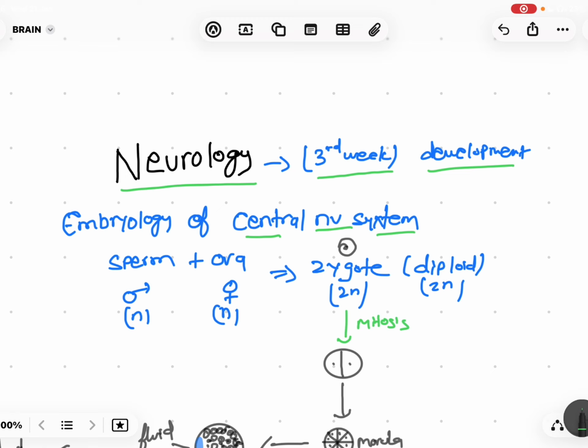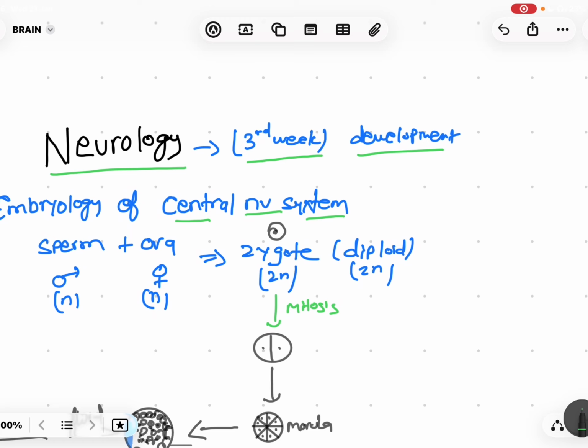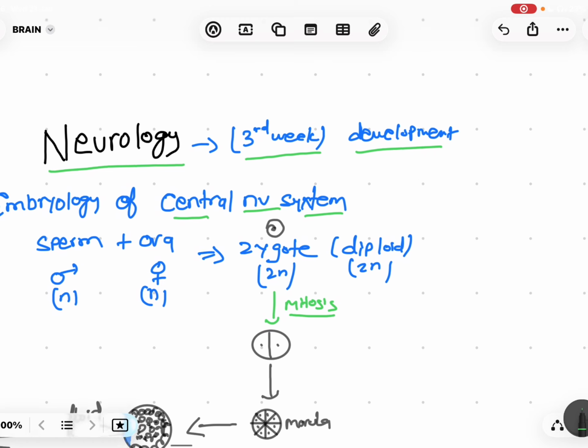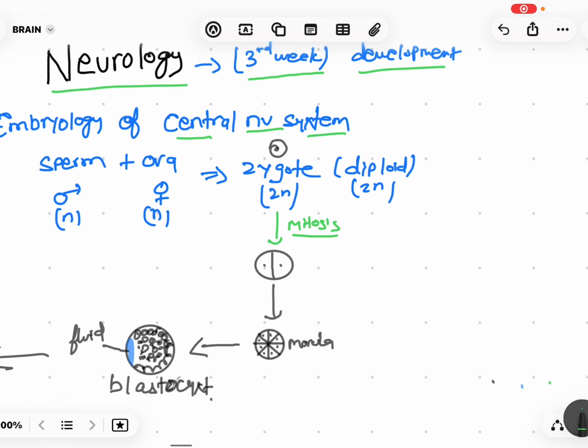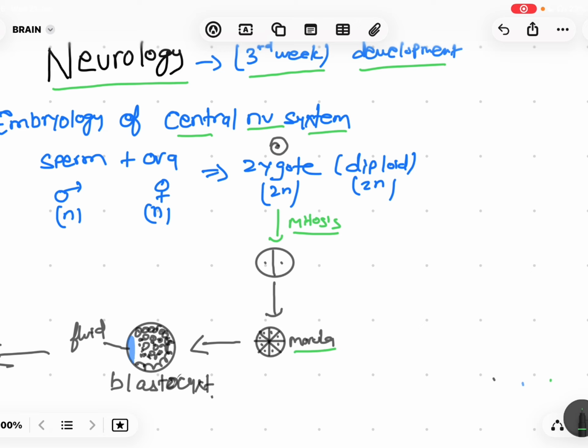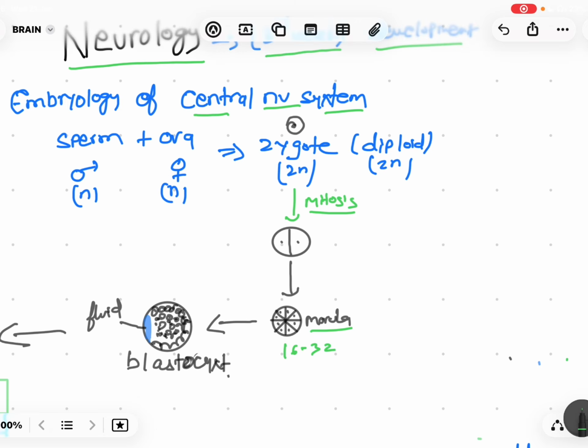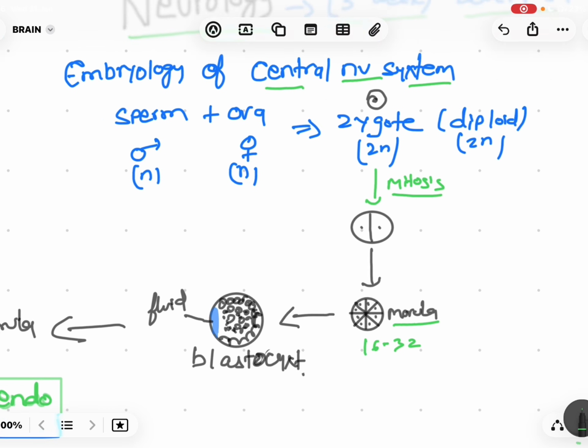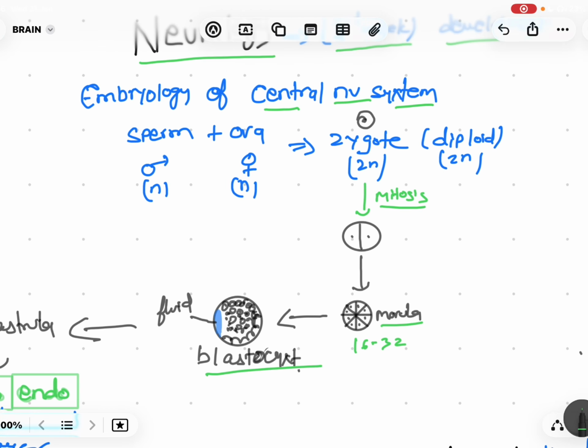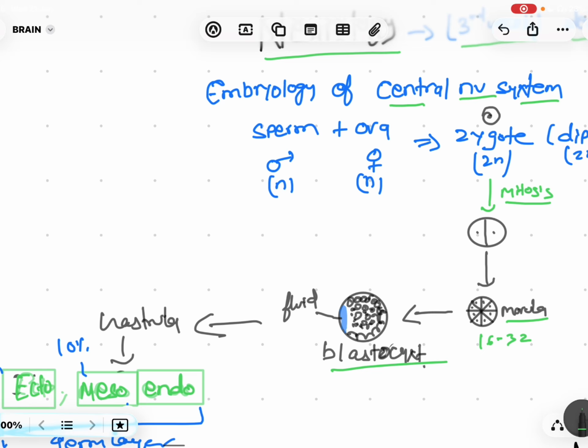The zygote is a diploid structure. After that, the zygote goes into mitosis. Through mitosis, it divides into two cells. Then it divides into a morula, a set of about 16 to 32 cells. Then comes the blastula, where the blastocyst forms. A blastocyst is a ball of cells with a fluid, also called the blastocoel.